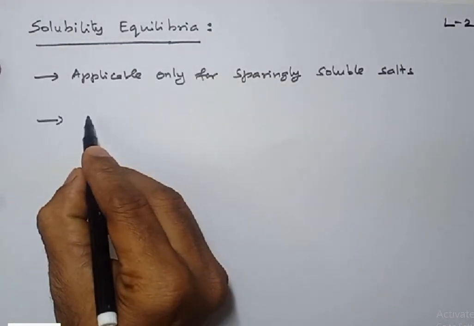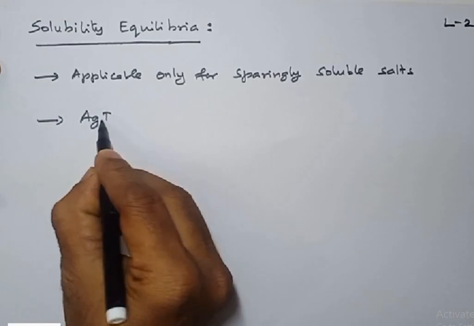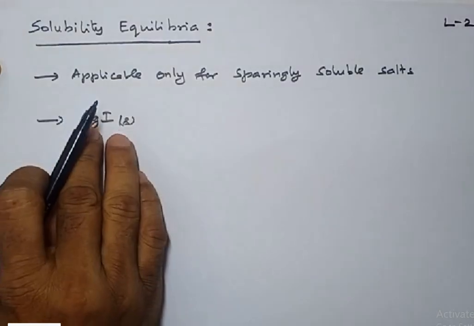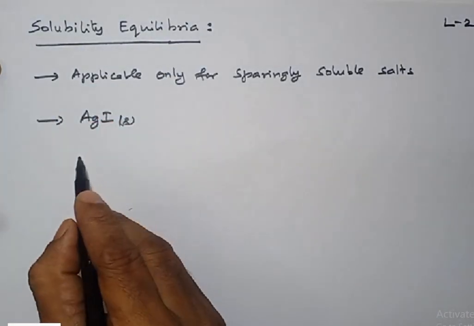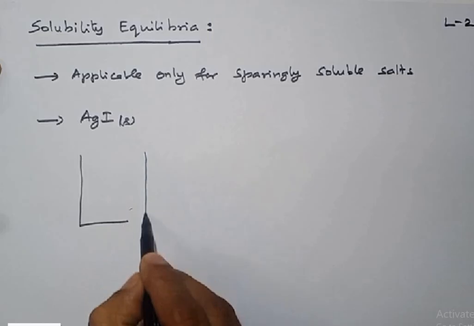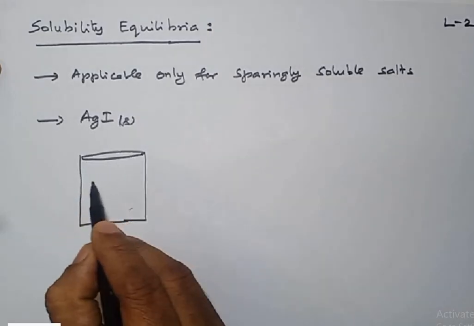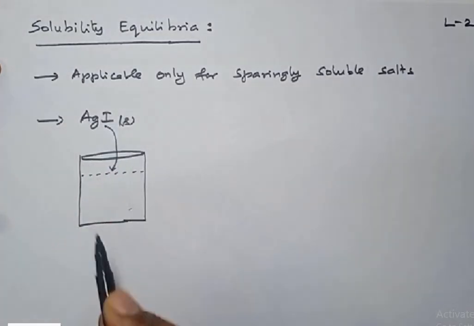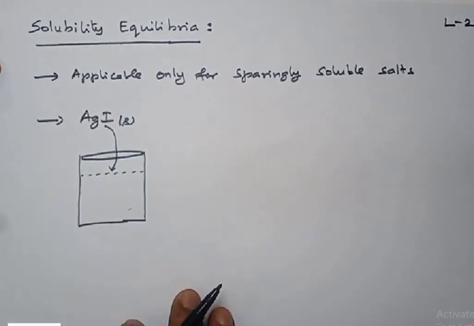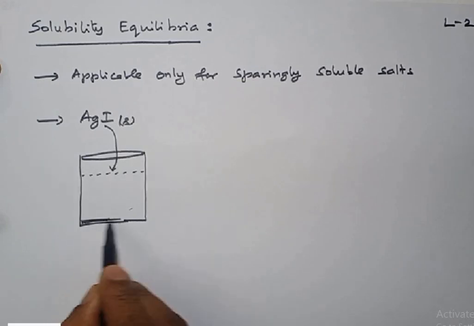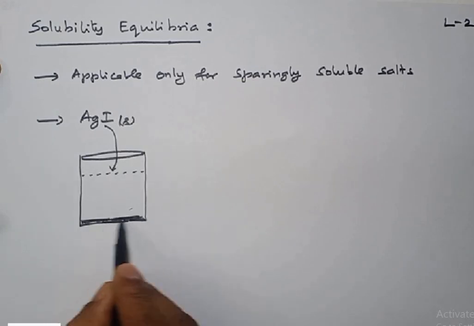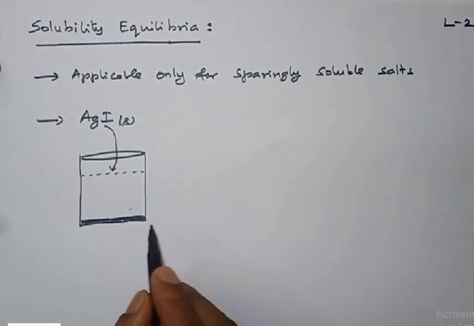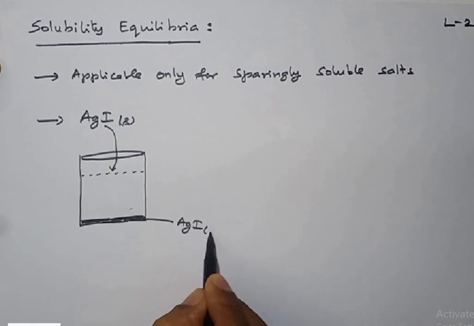Say, I'll take silver iodide solid. If I put excess silver iodide in a vessel containing water, I'll take water as the solvent. So you take a vessel with some water and put in this silver iodide. Silver iodide is sparingly soluble. Therefore, most of the silver iodide solid simply settles down as a solid.